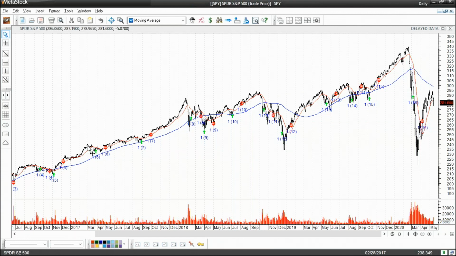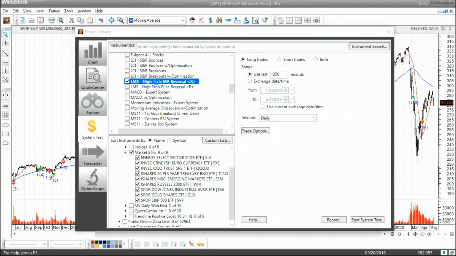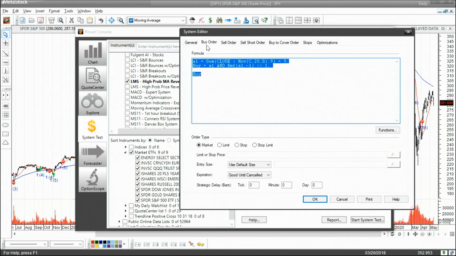So in other words, I'm just looking for a short retracement into an overall bigger trend. To do that, I'm going to add that to my formula, and we're going to test that and see how that works. So I'm going to go back into my system tester here, open it up, and go to my buy order. What I'm going to do is add a second variable here. I'm going to say that A1 has to be a new signal right there.